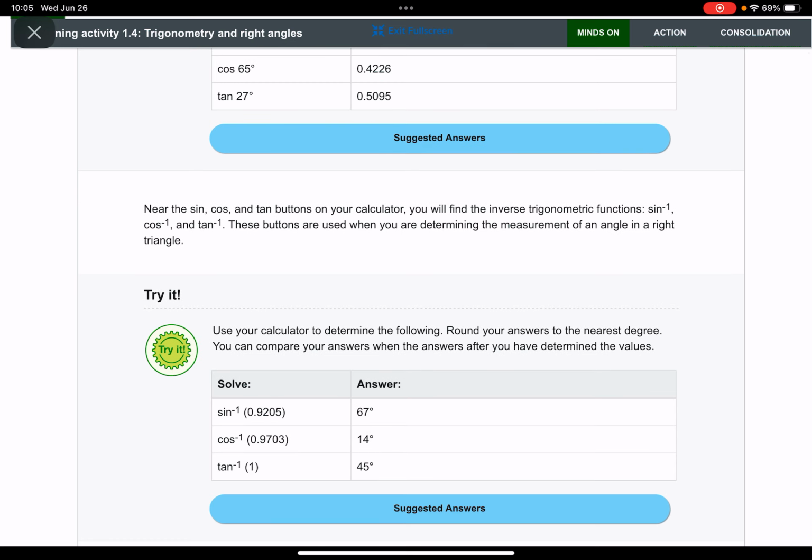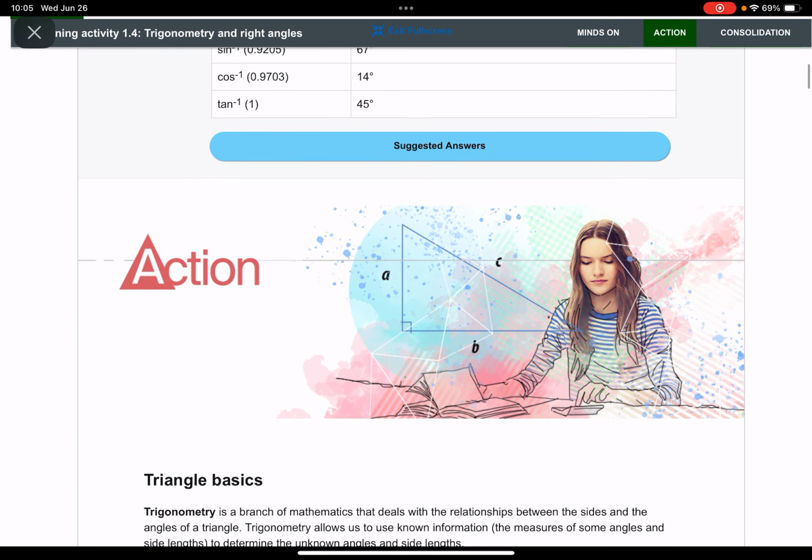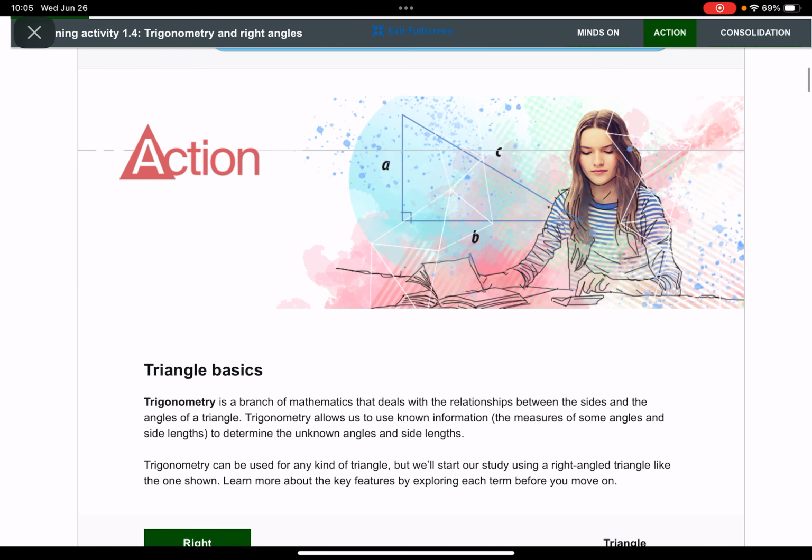They do give you all the answers. They kind of walk you through the steps throughout the module. Your Minds On will always be pretty short. The majority of your work comes from the Action and the Consolidation, which are the two most important parts.